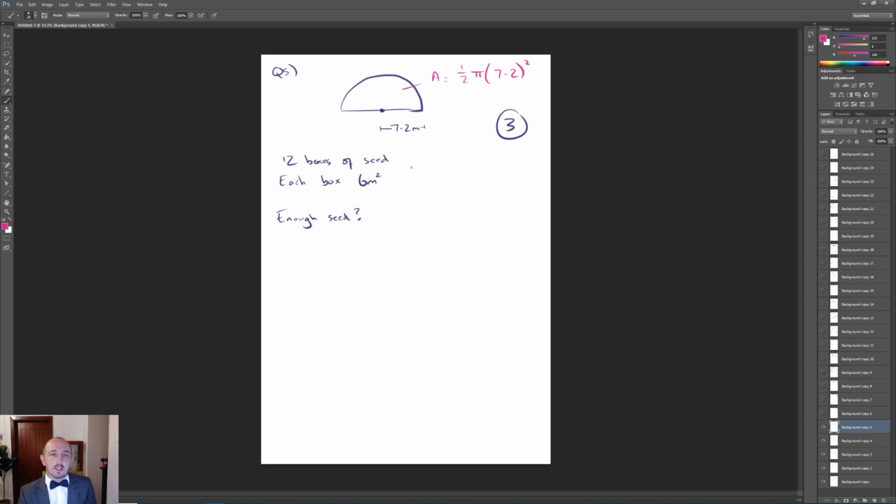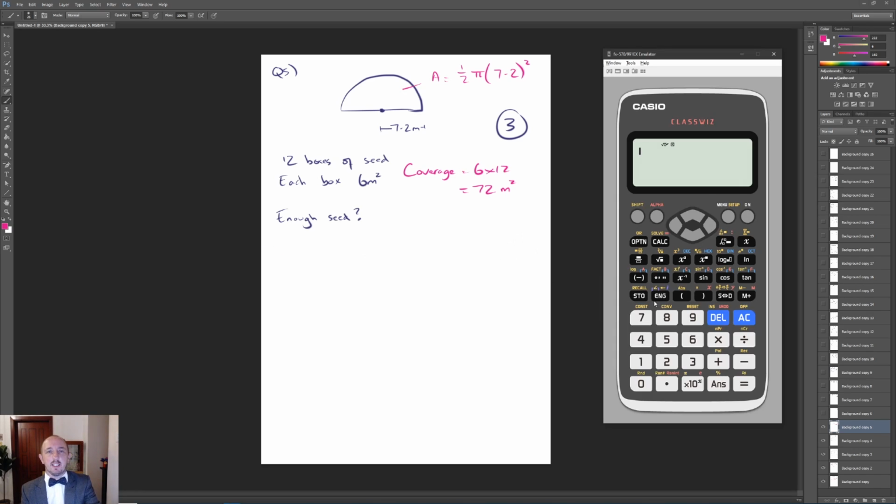So the coverage, if you like, is going to be 6 times 12, because there's 12 boxes, and that would be 72 meters squared. So do we have enough seed to cover this garden? Well, we need to check to see if half pi, so pi divided by 2 times 7.2 squared. And that gives you that number there, which is 81.4.